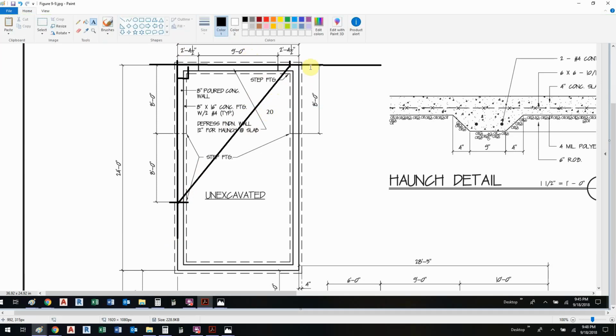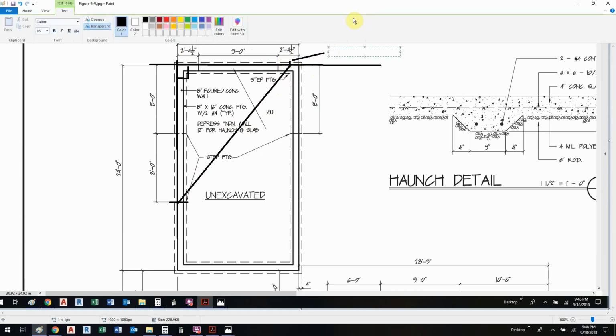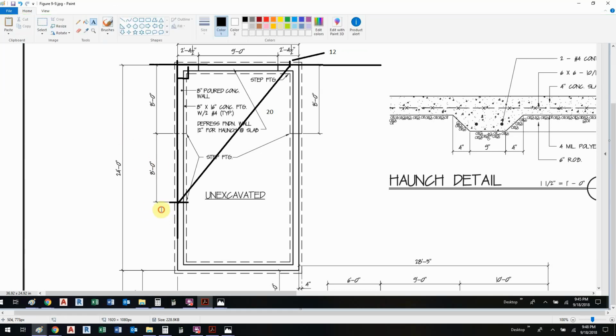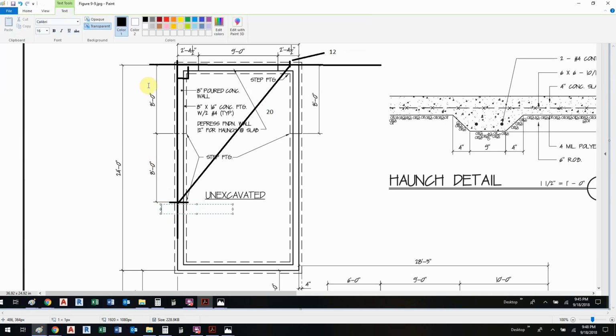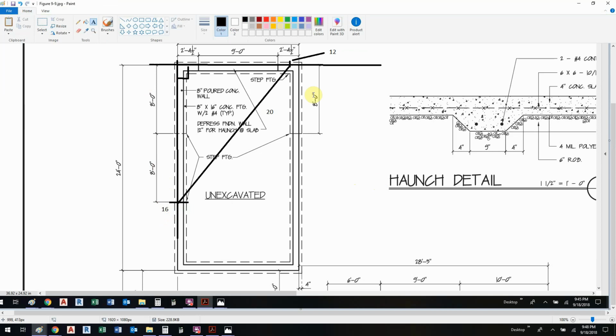This line over here to this point right there is 12. And then this point right here, if you'll remember, was 16. Okay, so these are still all the 3, 4, 5 method. This is 3 times 4, 4 times 4, 5 times 4. And we were able to work it out and get it squared.